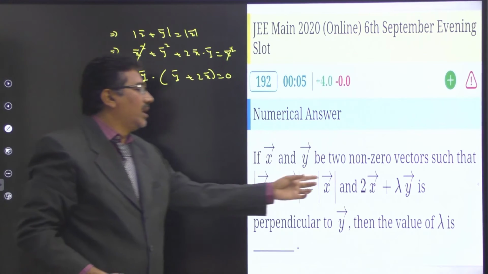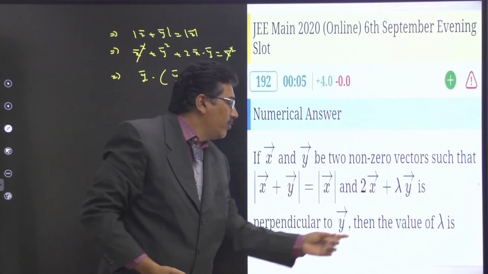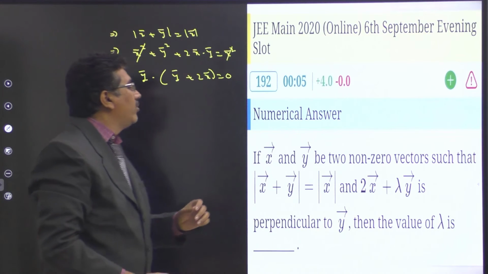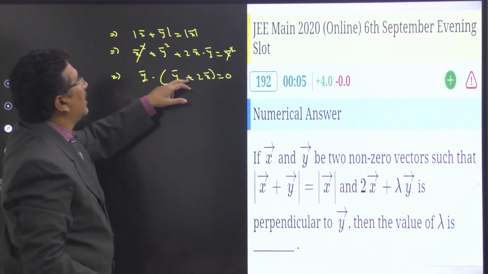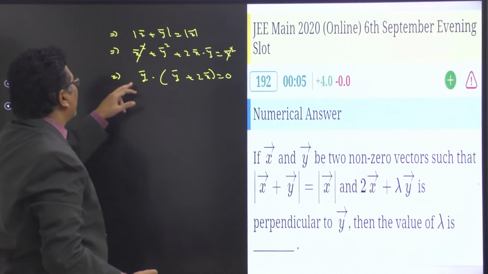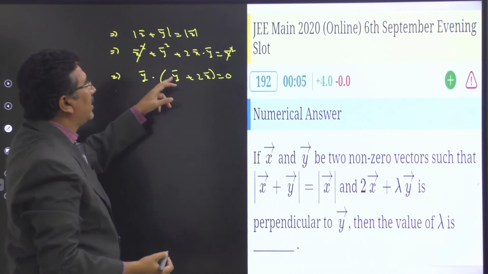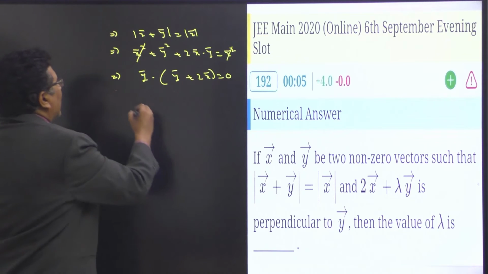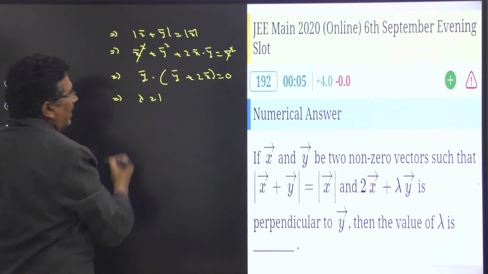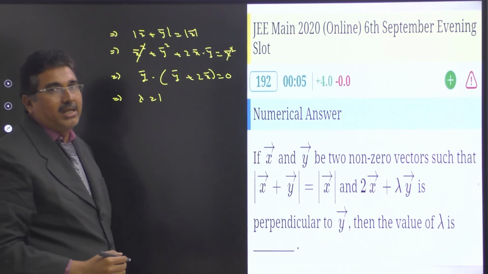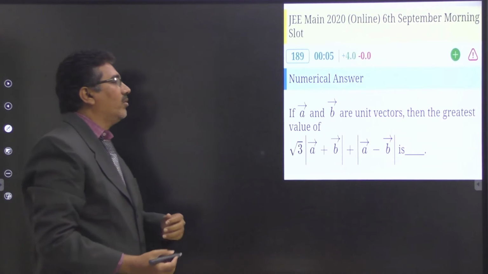Right, from the given concept, 2x bar plus lambda y bar is perpendicular to y bar. Here, this is of the form 2x bar plus lambda y bar is perpendicular to y bar. Now, comparing to this, we get lambda is equal to 1. That implies lambda is equal to 1. This is a very simple question. Now, let us see another one.